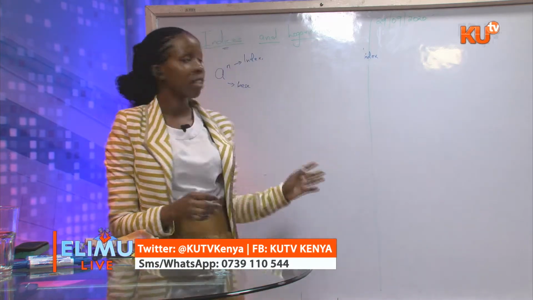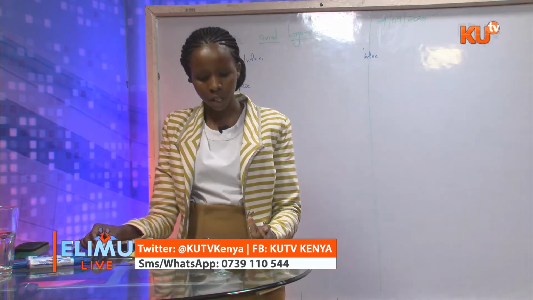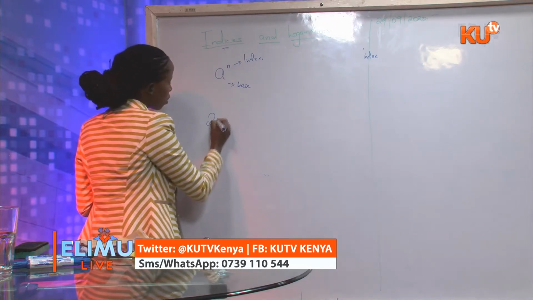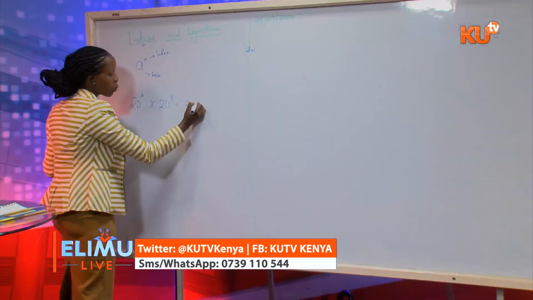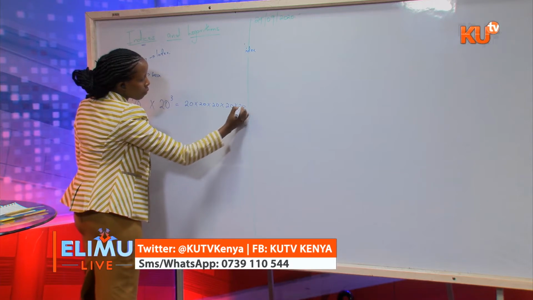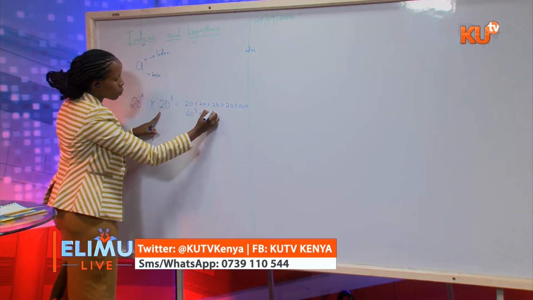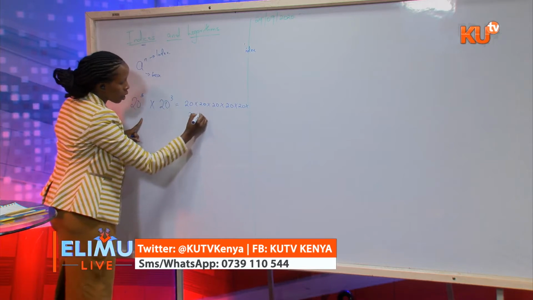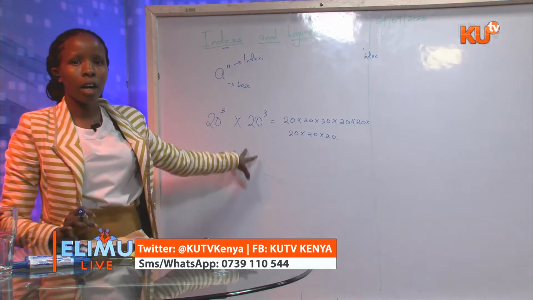On this topic, indices, we have the laws of indices, and these make our working out in mathematics as simple as it can be. For example, if we have 20 raised to 5 times 20 raised to 3, this means we write 20 multiplied by 20 multiplied by 20, five times, multiplied by 20 times 20 times 20, three times. But this would be so tiresome for us to work out.